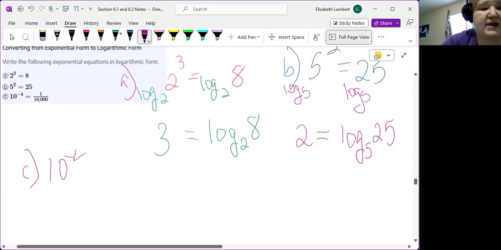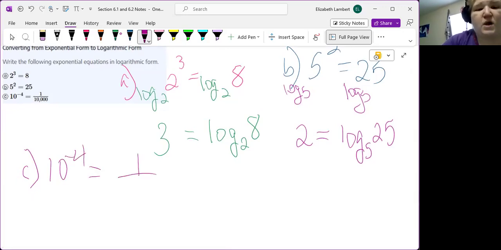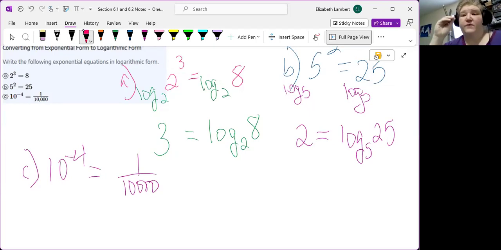So 10 to the negative 4th equals 1 over 10,000. All right, so 10 is one of our special numbers with logs. 10 is the base of our counting system because most people have 10 fingers. So instead of writing log base 10, which we still can do, it was just decided by mathematicians that's going to be common log. So if I don't write a number, assume it's base 10, because a lot of the times we use base 10.